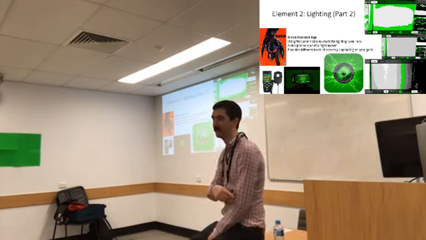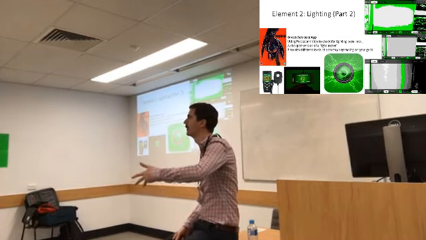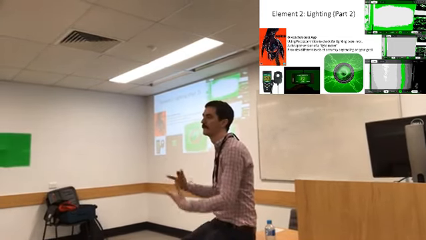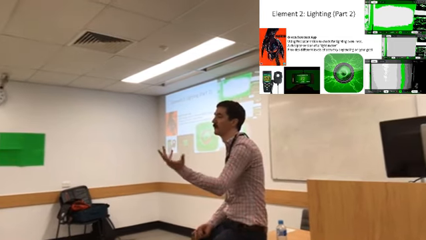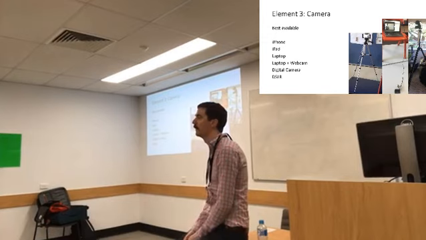So if that's what you want to do, I'll get you to set up where you think the best lighting is and do your own green screen. And then we'll check it with this app and see who did it the best. And then you can shoot a video and then we'll edit it afterwards. Camera, just use the best thing you've got.